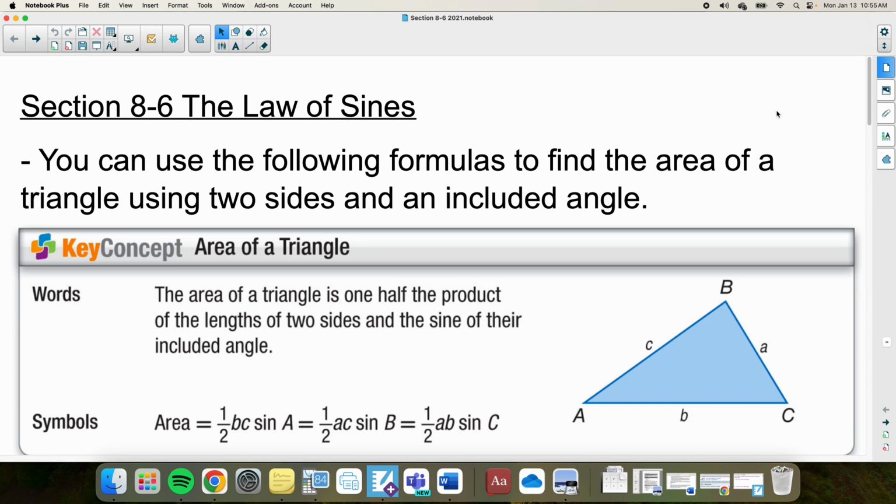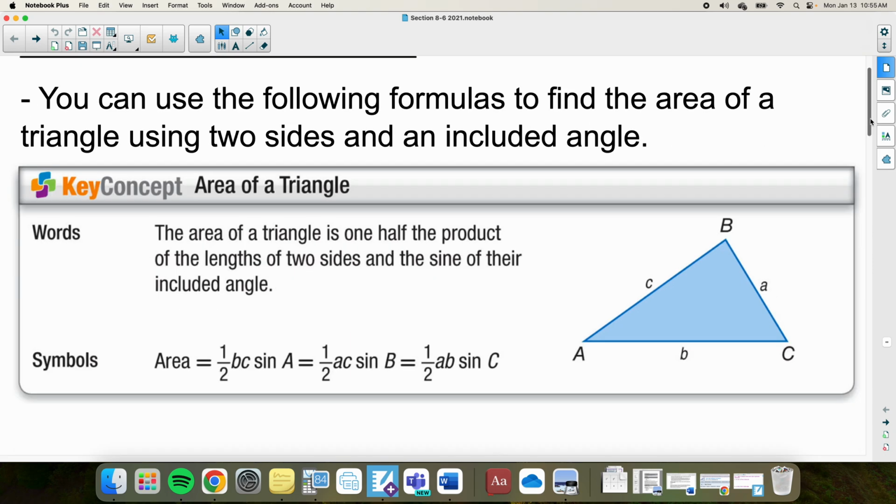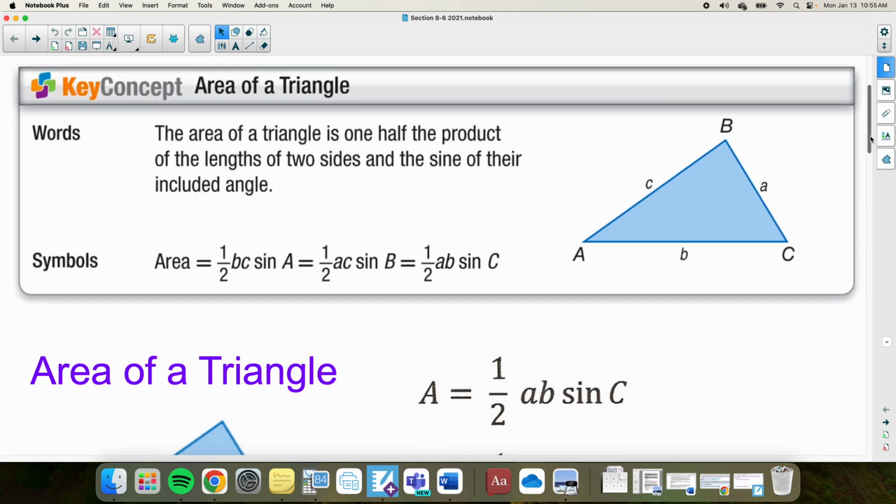So, first of all today, the very first thing that we're gonna learn is how do you find the area of a triangle that is not a right triangle? And these are called oblique triangles. If you have a triangle that does not have a right angle, it's called an oblique triangle. And one of the ways that you can find the area of this.